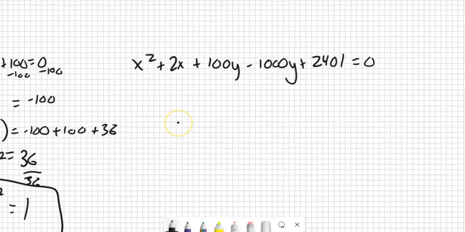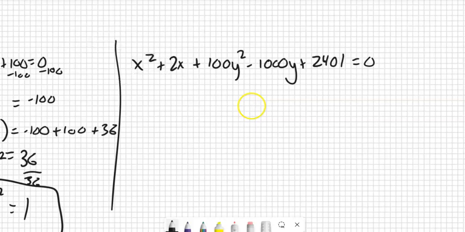All right, last example like this. Same thing, I think that should be squared. It's already kind of arranged. I got the x's together, I got the y's together. Okay, so first thing I'm going to do then is let's move this thing over. So subtract this from both sides. Here it's already a leading coefficient of 1, so I'm good. Here I'll factor 100 out of these two terms.